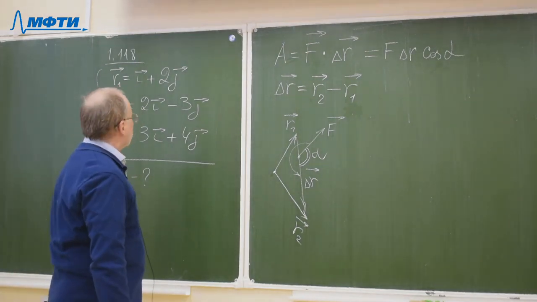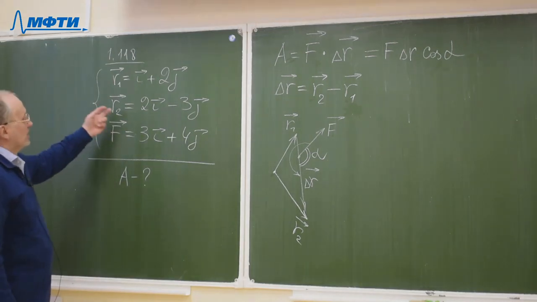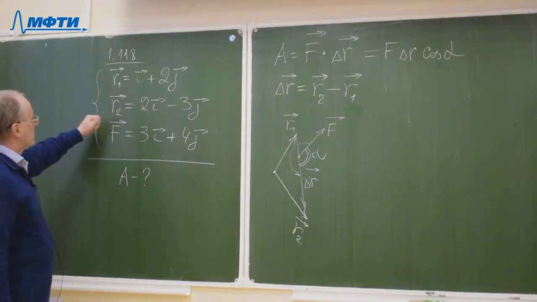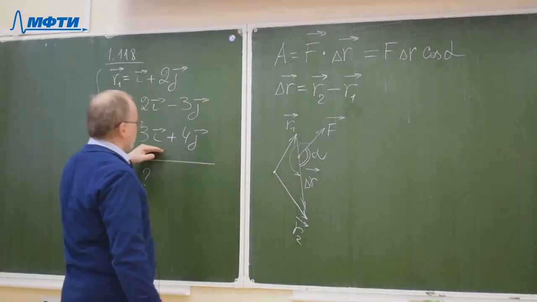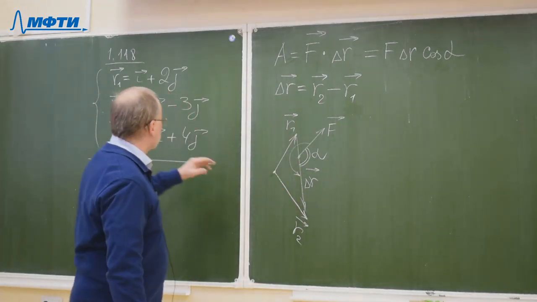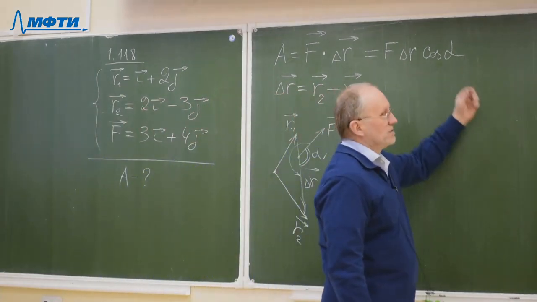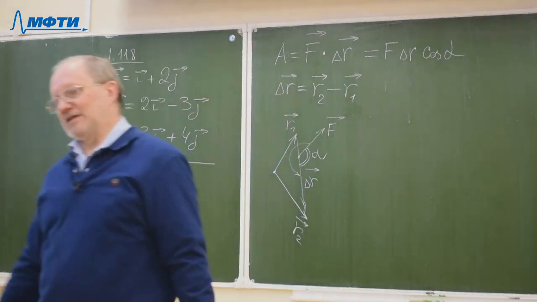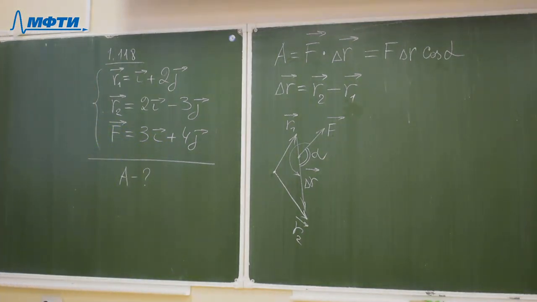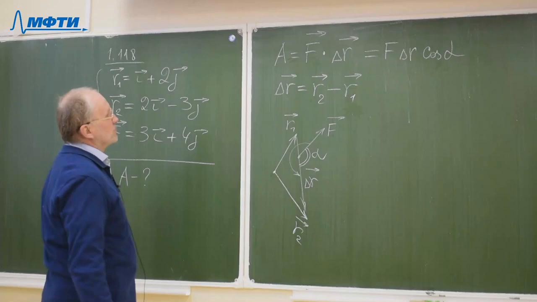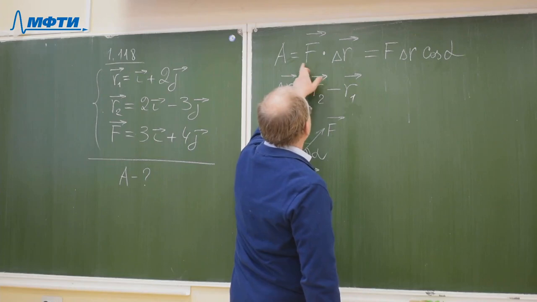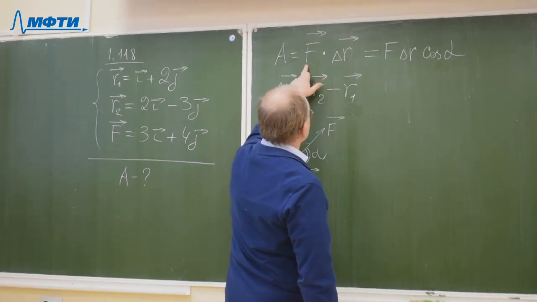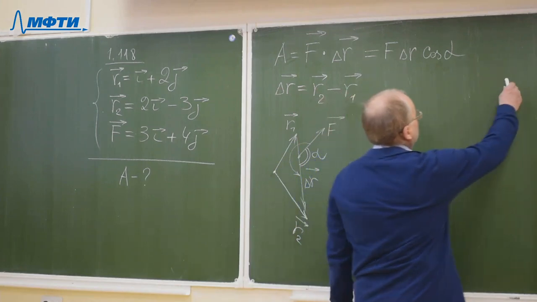Well, certainly we can find the difference between two vectors and the cosine. We can calculate the cosine between vector F, the coordinates of which are given, and the vector of displacement. We can calculate this cosine using the formulas of analytical geometry, but this would not be the quickest way to solve this problem. The quickest way would be to express the scalar product using the coordinates of these two vectors. I will give you an example.